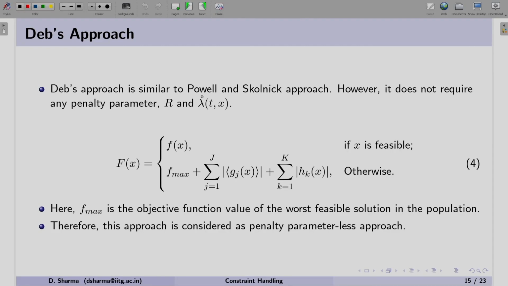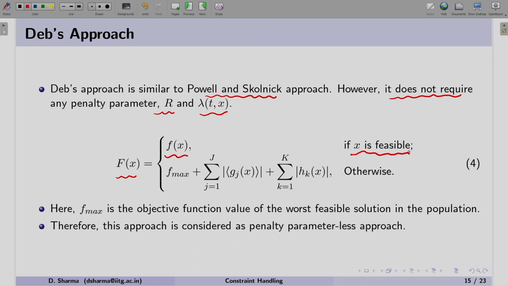Following the similar concept, we have another method called Deb's approach. So, let us see what that is. In this Deb's approach, you will find it is similar to the Powell and Skolnick approach. However, in this particular approach, it does not require any penalty parameter called r or lambda. Looking at equation number 4, the fitness of the function equals the objective function value when the solution is feasible. So, this is similar to the previous approach.